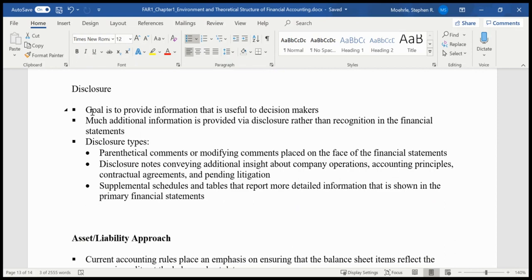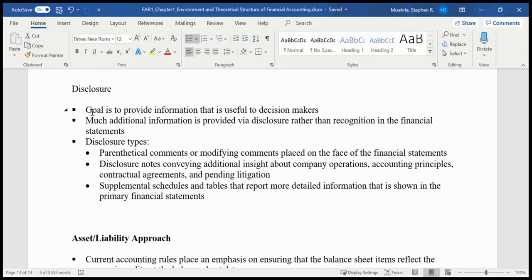Disclosure types will include parenthetical comments or modifying comments placed on the face of the financial statements, like the balance sheet and the income statement. It might take the form of disclosure notes conveying additional insight about company operations, accounting principles, contractual agreements, maybe pending litigation.